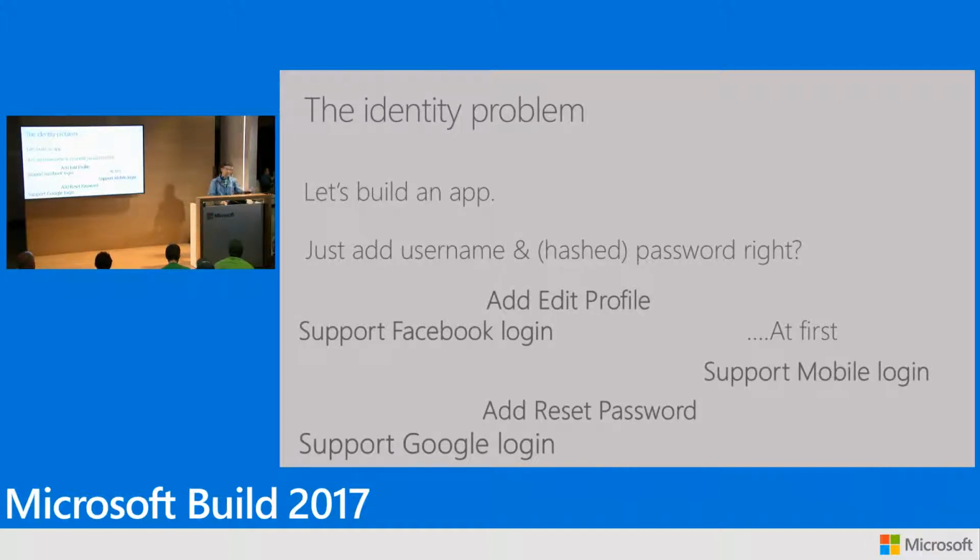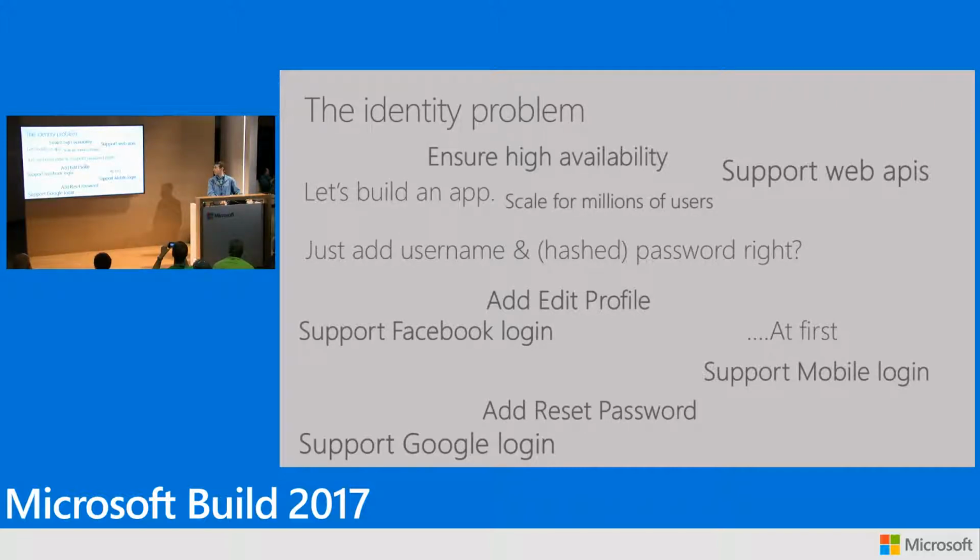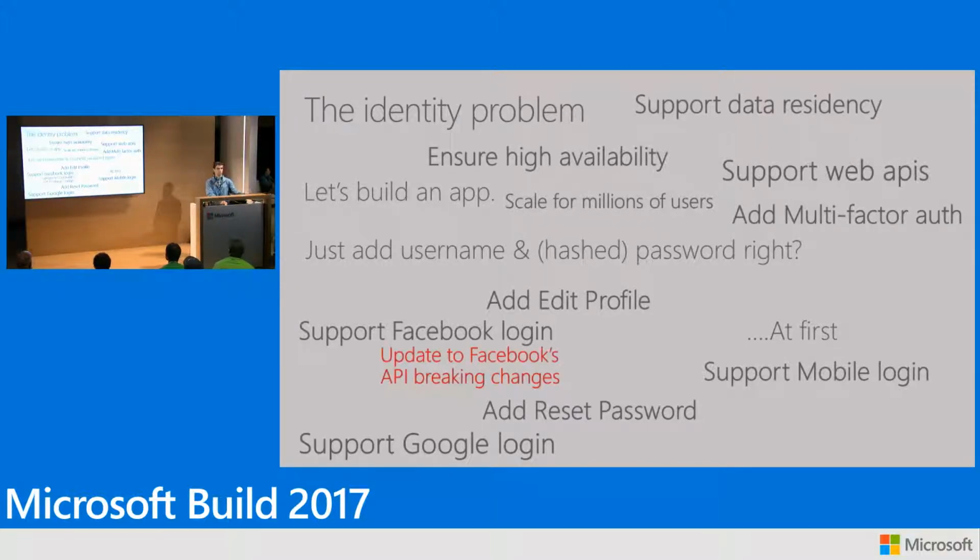Now that I have a mobile app, I need them to sign in through the mobile app, which in turn requires supporting web APIs. Now that I'm getting super successful, because of course I'm the only to-do app out there, I need to ensure high availability so that the app does not go down, which means scaling for millions of users. Yes, it's that popular. And now I had to add multi-factor authentication because a lot of users have critical stuff in there that they need to secure by a second factor. Need to support data residency for people in Europe. And now Facebook changed their API, so my sign-in through Facebook broke.